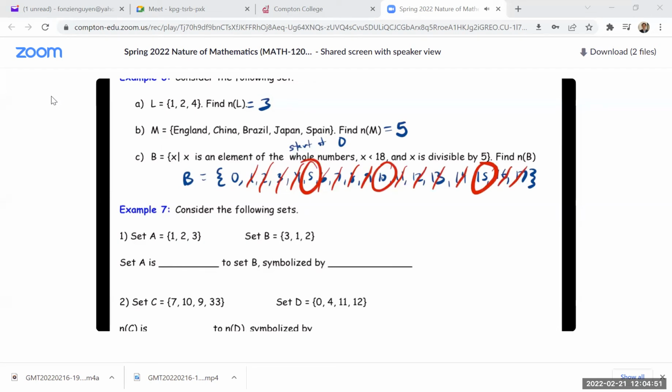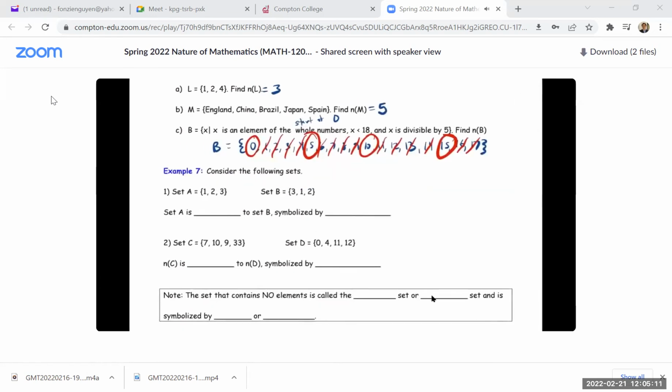Google, is 0 divisible by a number? Yes, it is. According to Google, it is. So that's what I thought. So let's circle it. All right. So the answer would be 4, because there are 1, 2, 3, 4. Very good.